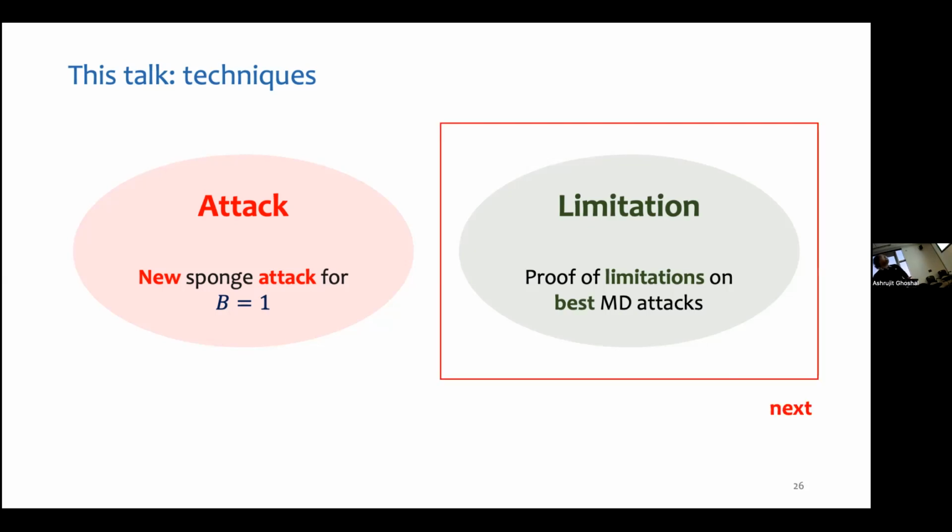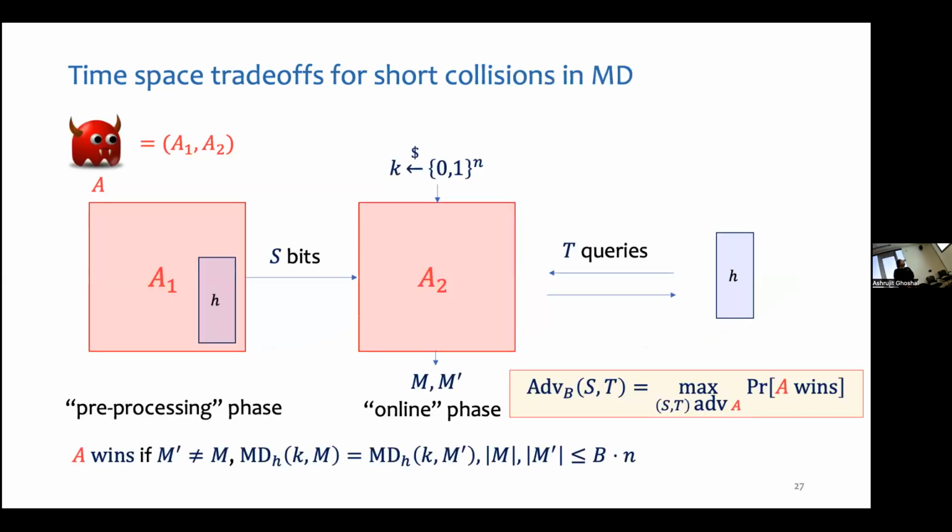So I'll be looking at our proof of the HTB conjecture for Merkle-Damgard for constant values of p. Just to refresh, this is the setting. There's a preprocessing adversary that in the preprocessing phase has unbounded access to the random oracle, and computes s bits of preprocessing on it. The online phase gets a uniformly randomly sampled key, can make t queries to the random oracle, and has to output a collision. The collision has to be B blocks long.